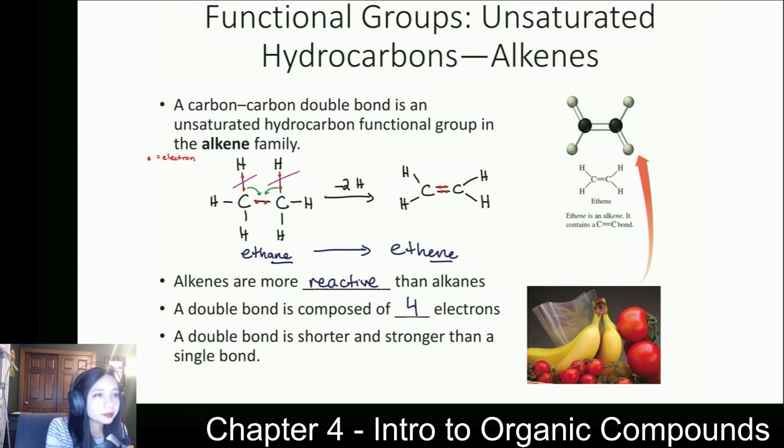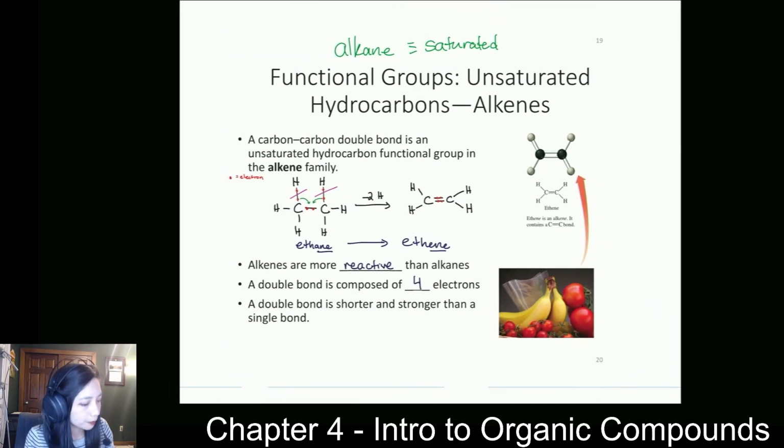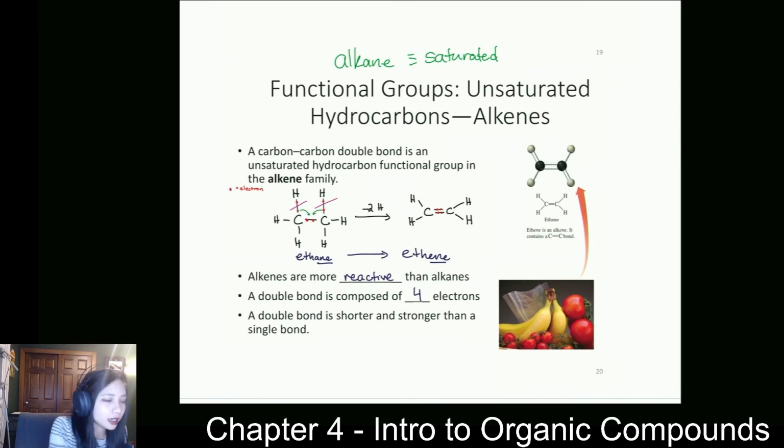We call this a functional group because alkenes are actually more reactive than alkanes. Another atom or group can come in, break open that double bond, form a bond with carbon, and make it a single bond again. That's why we call it reactive. Do note that the double bond has 4 electrons in it, and typically double bonds are always shorter and stronger than single bonds because there are 4 electrons keeping that carbon-carbon bond together. See how the name changes? We went from alkane to alkene. So the naming changes a little bit.